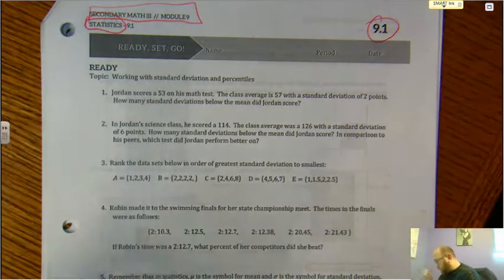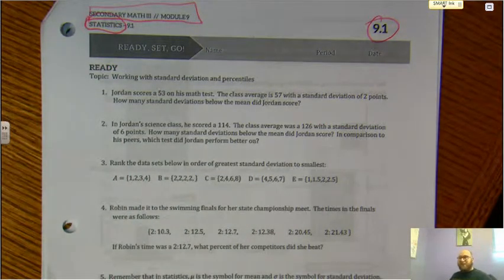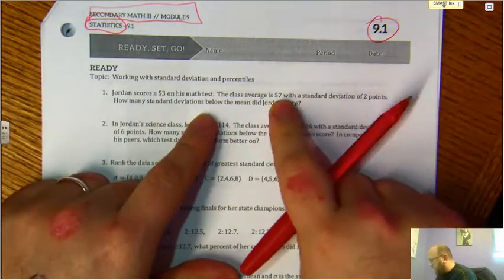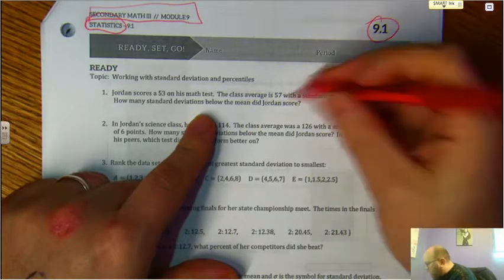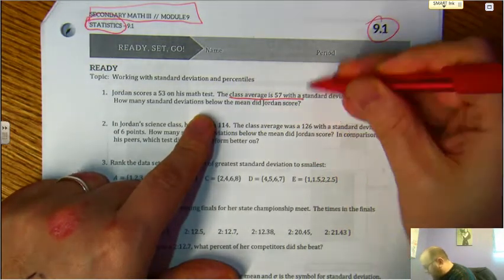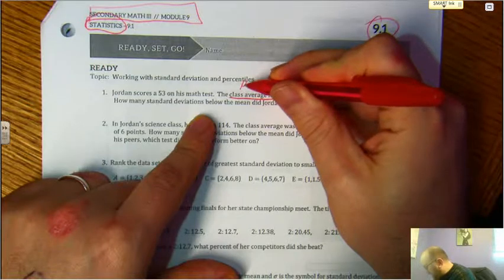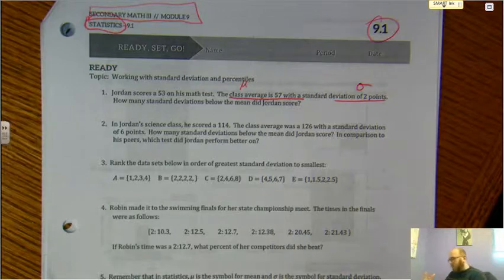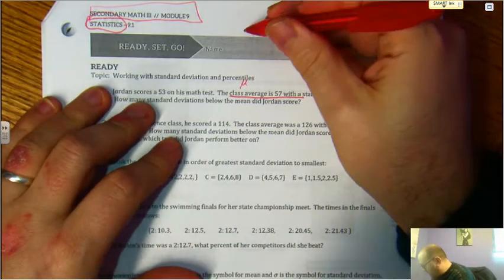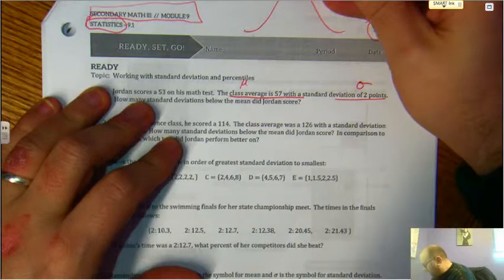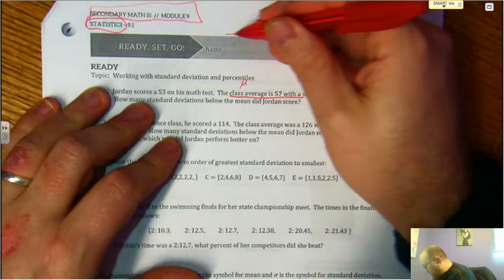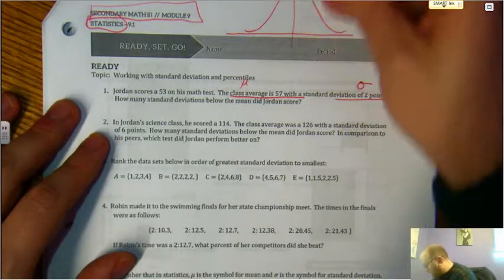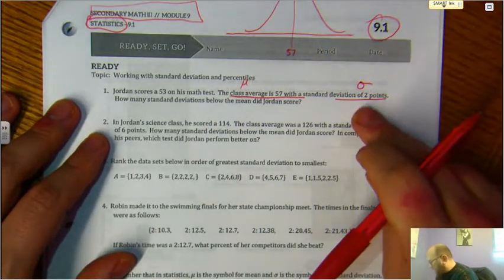So the very first section is about standard deviations and percentiles. The very first one says Jordan scored a 53 on his math test. The class average was 57 with a standard deviation of 2. So we know the class average, which is our mu, and we know the standard deviation, which is our sigma. We can now rebuild what this would look like if it were set up as a bell curve. Our average is going to be 57, and our standard deviation is going to be 2.